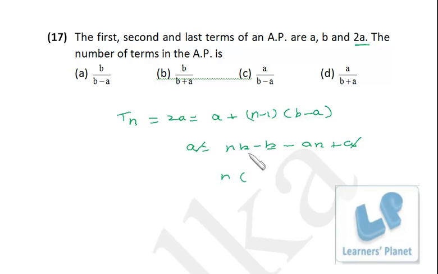So n(b minus a) is equal to b. So n is equal to b upon b minus a. As simple as that. Okay.